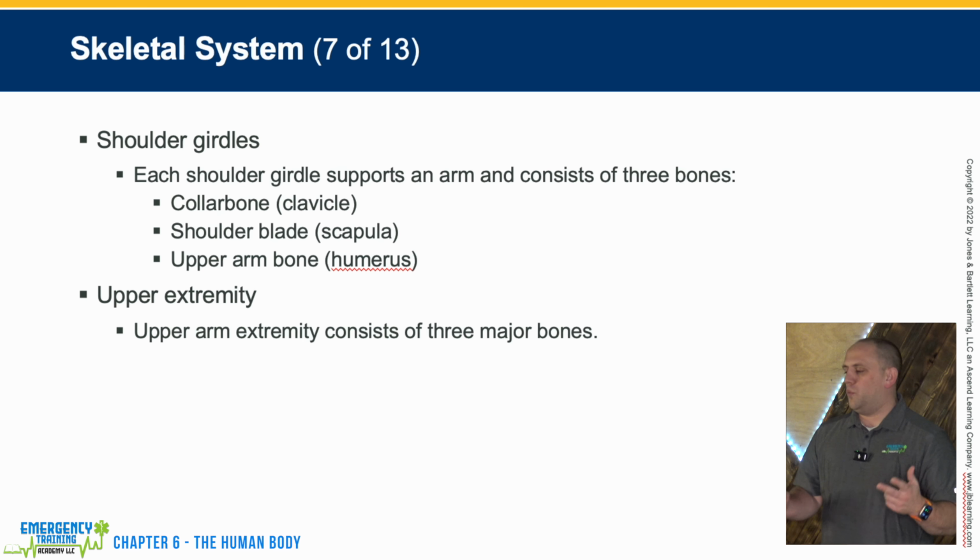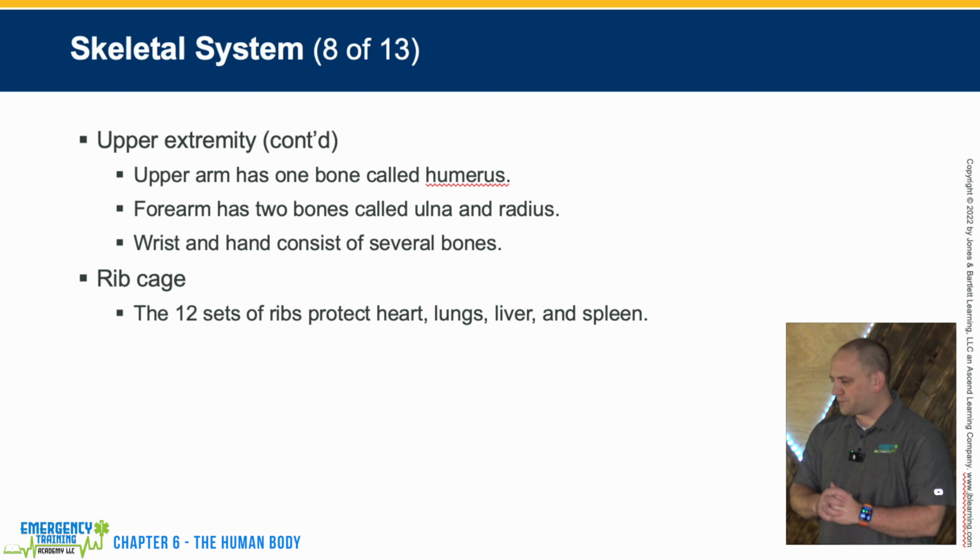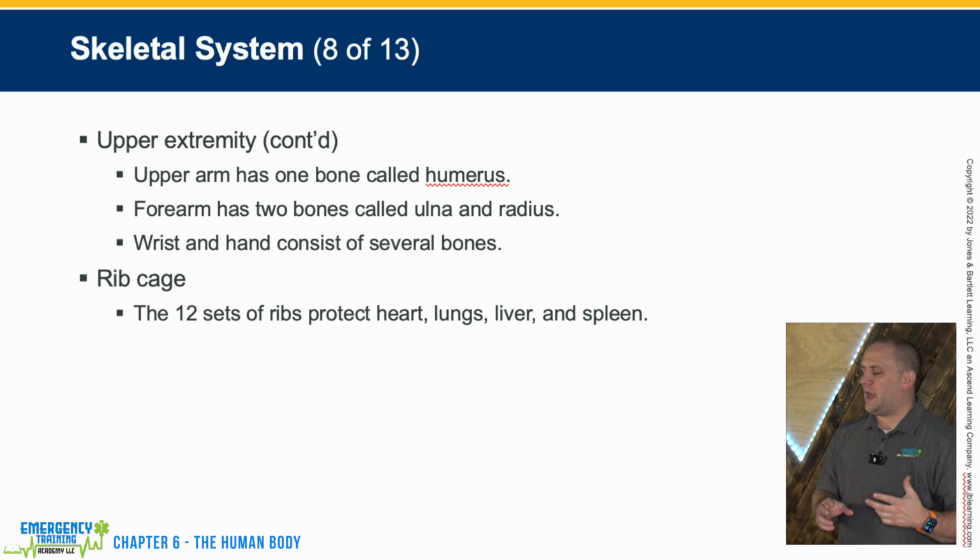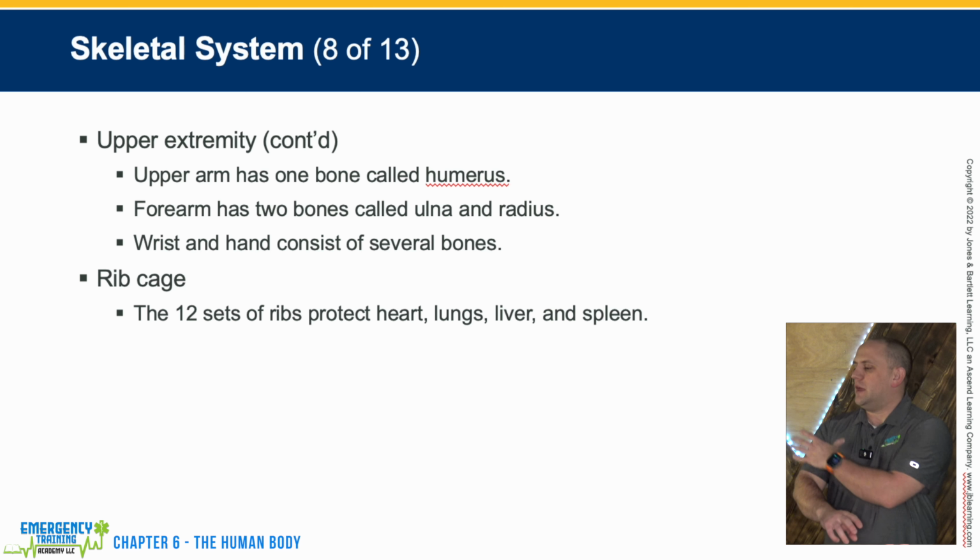And then what we call our upper extremities is just our arms, and there are 3 major bones in that as well. The 3 bones in our upper extremity are the upper arm bone, or our humerus; the forearm, which has the ulna and the radius; and then we have our wrist and hands that have several more bones, and they are all part of our upper extremities.